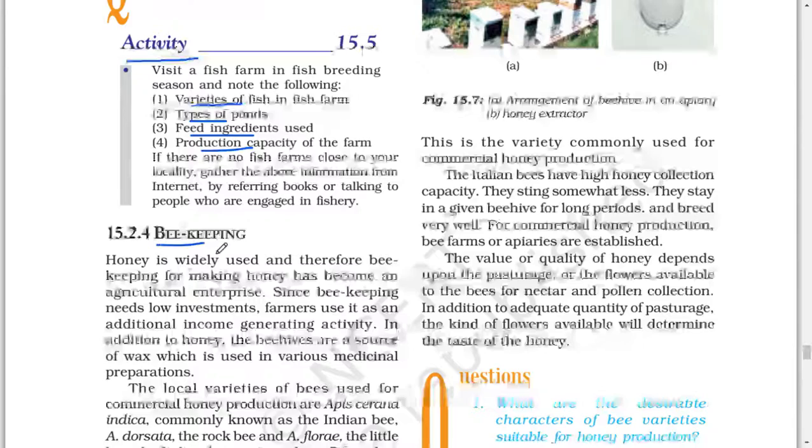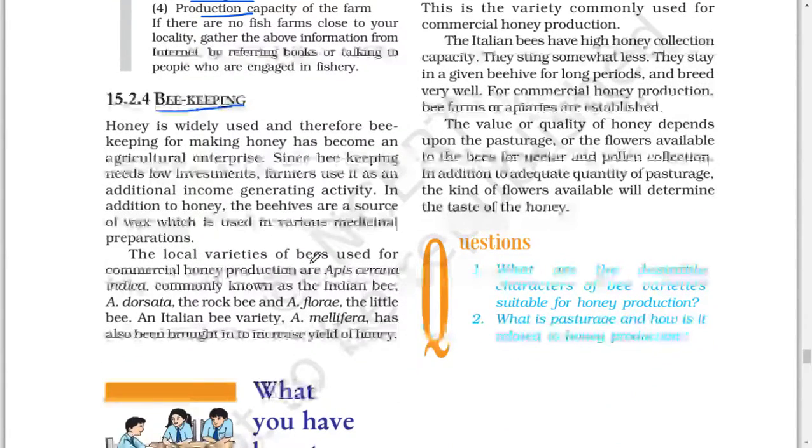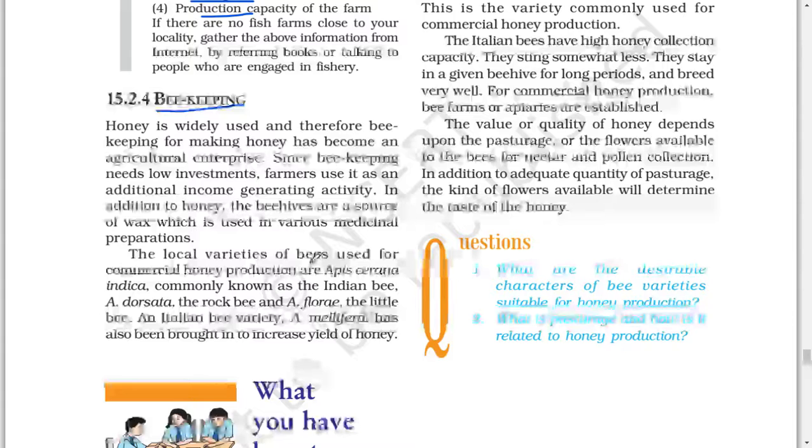Beekeeping. Honey is widely used and therefore beekeeping for making honey has become an agricultural enterprise. Since beekeeping needs low investment, farmers use it as an additional income generating activity. In addition to honey, the beehives are a source of wax, which is used in various medicinal preparations.